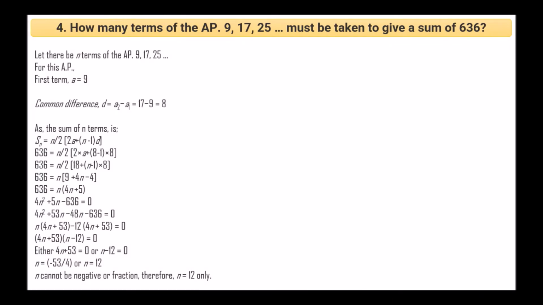Next, how many terms of the AP 9, 17, 25 must be taken to give a sum of 636? So let there be n terms of the AP 9, 17, 25 and so on. So first term is 9, common difference is 8. We will put the formula of Sn and we will get 4n square plus 5n minus 636 equals 0. That means (4n plus 53)(n minus 12) equals 0. So n is minus 53 upon 4 or n is 12. n cannot be negative or a fraction, therefore n equals 12 only.